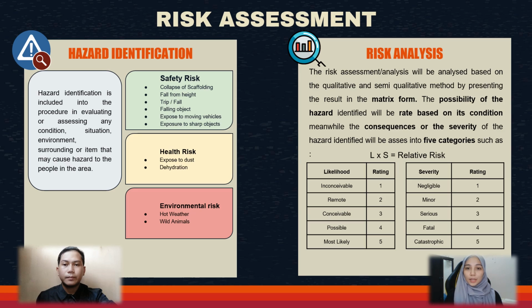In this risk analysis or risk assessment, there is a formula that will be used to calculate the relative risk, which will classify either the risk is low, medium, or high.